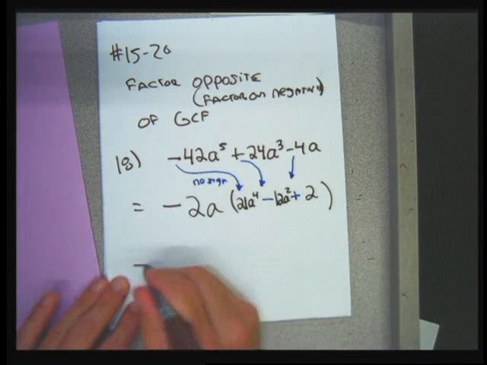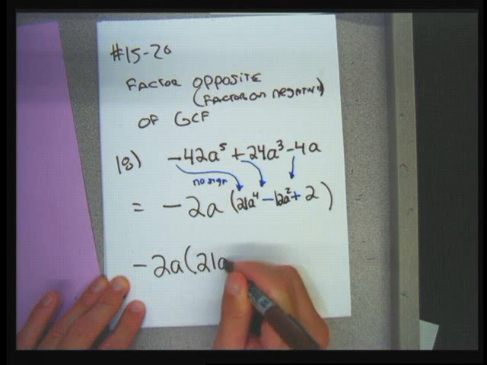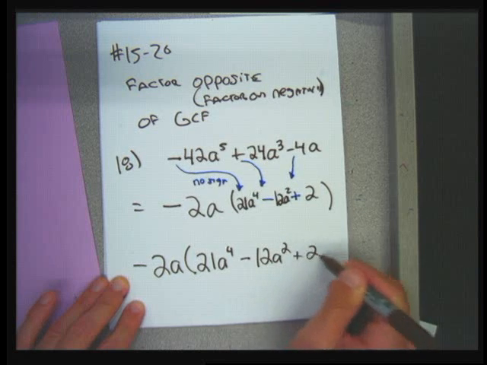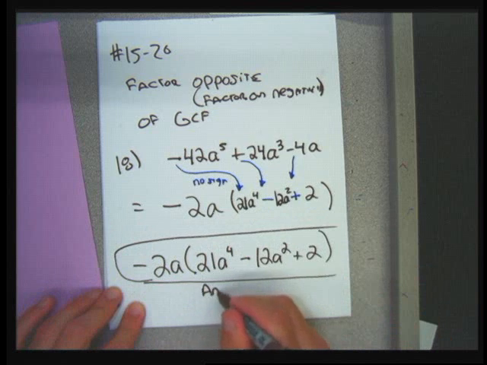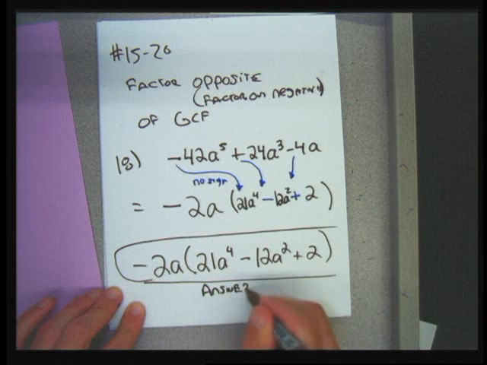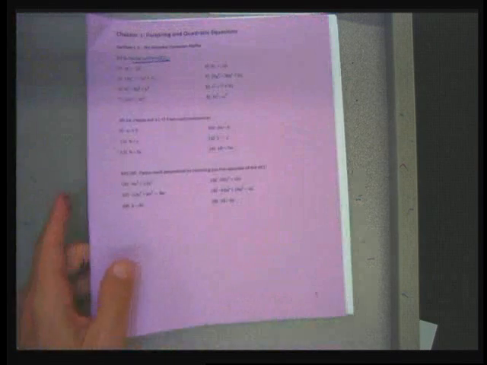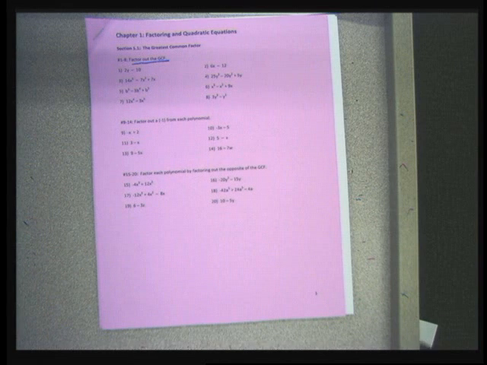So the answer to this, hopefully that's somewhat readable, is negative 2A times 21A to the 4th minus 12A squared plus 2. And if you multiply that back out by checking, it multiplies out to be exactly the original problem. It checks perfectly. So hopefully tonight, with this brief lecture, you can do all of the 19 problems that I assigned for homework in section 1.1.